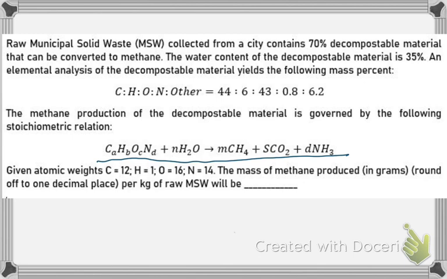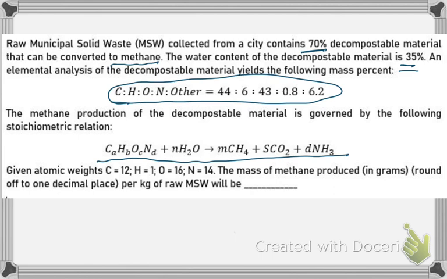They have said that a city has collected raw municipal solid waste, and it contains 70% decomposable material, which is converted into methane, and the water content present in that decomposable material is 35%. They have given the mass percent of carbon, hydrogen, oxygen, nitrogen and other materials, along with a stoichiometric relation. Don't panic by seeing this, it is going to be very easy to solve, and they have given the atomic weights also.